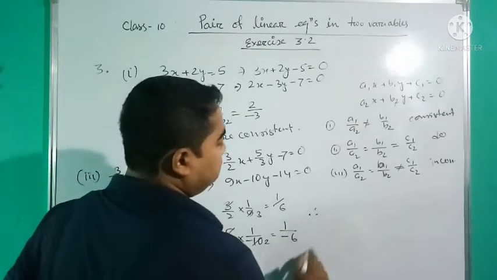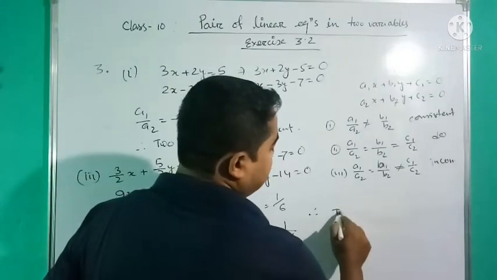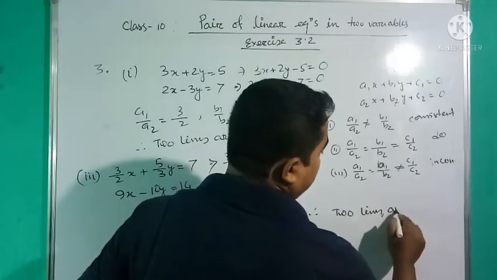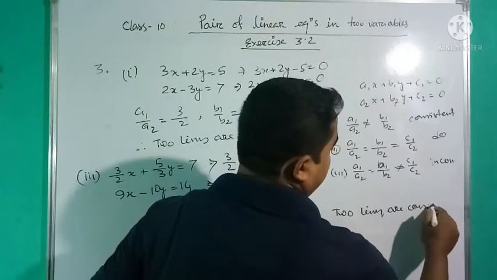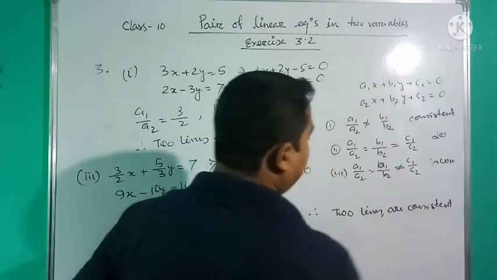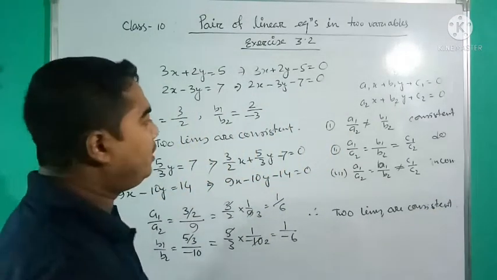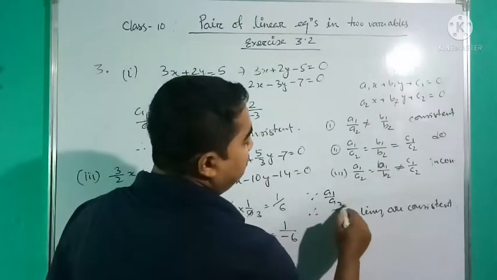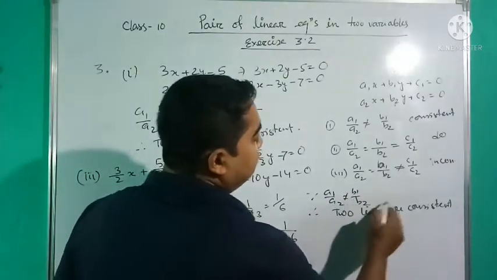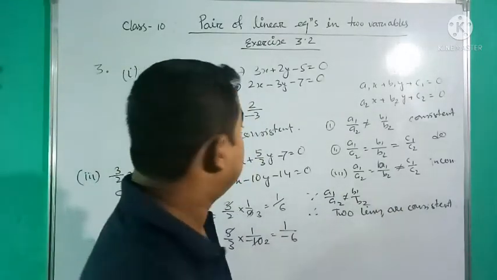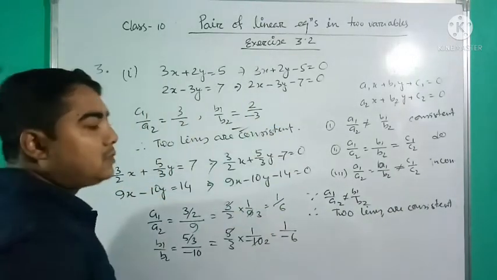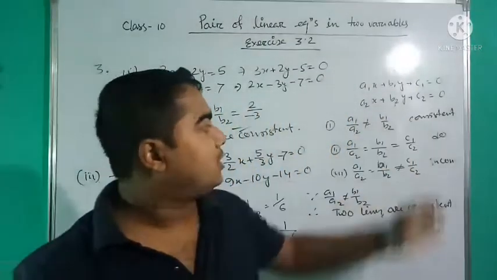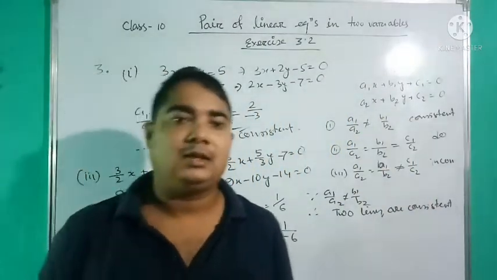Therefore, two lines are consistent. Why? Because a1 by a2 not equal to b1 by b2. You can write: since a1 by a2 not equal to b1 by b2, therefore two lines are consistent. Same or not? If they intersect, then consistent. If they do not intersect, then inconsistent.